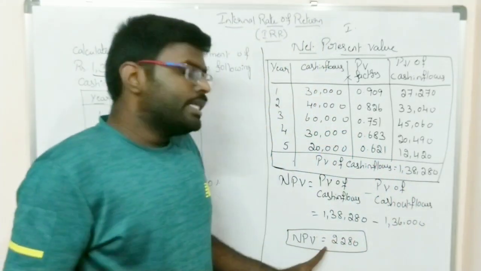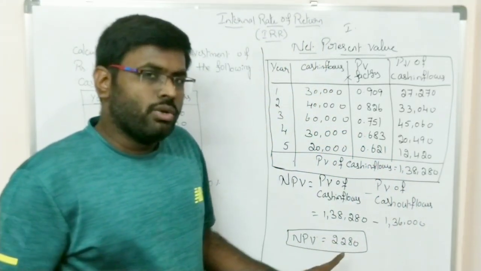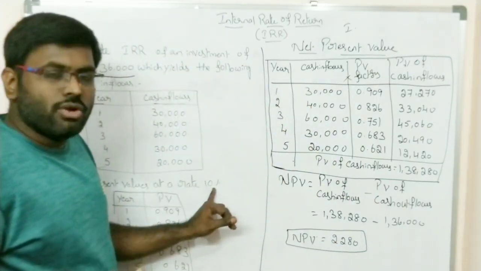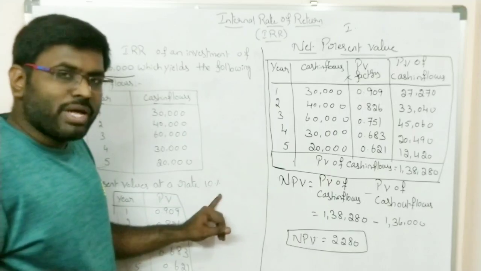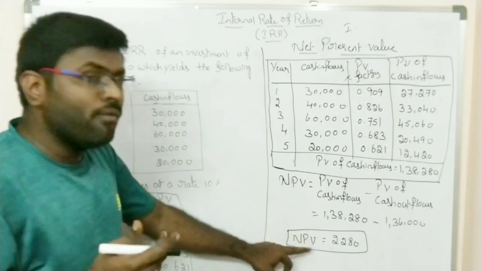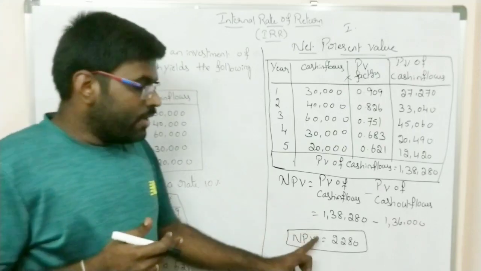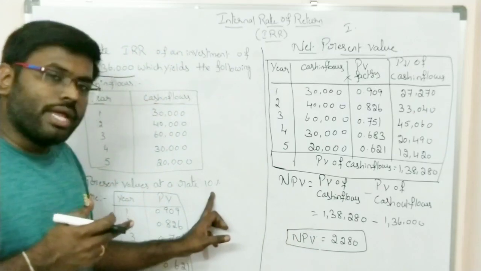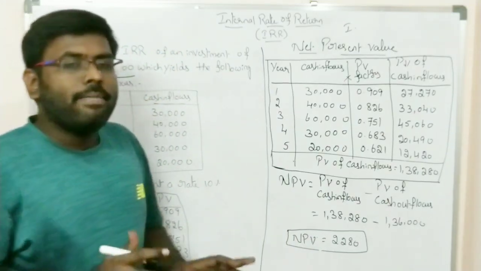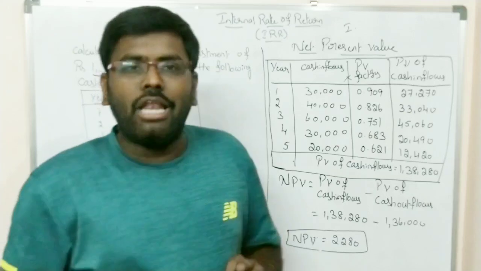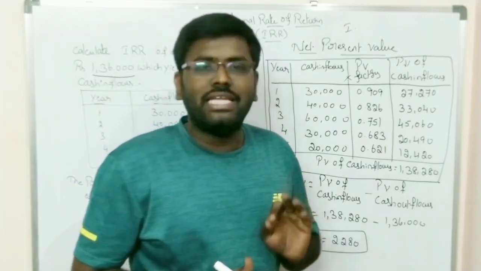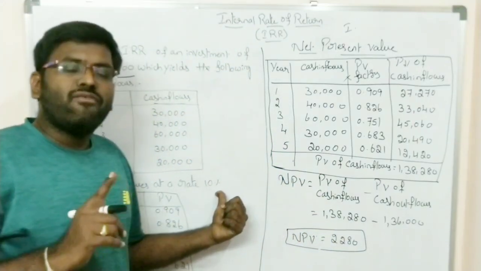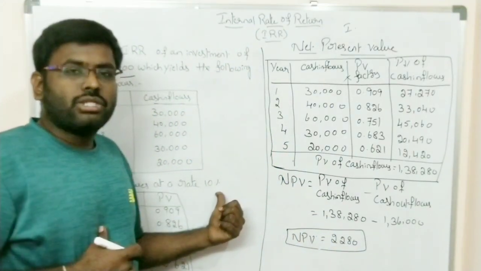If that NPV is positive, then increase the percentage, that is whatever discount rate we are having. So increase this percentage to get the negative value of NPV. Otherwise, if your calculated NPV is negative, then decrease the discount rate to get the positive value. Means here, based upon the calculation of NPV at a given discount rate, if it is positive you have to increase the discount rate, if it is negative you have to decrease the discount rate.